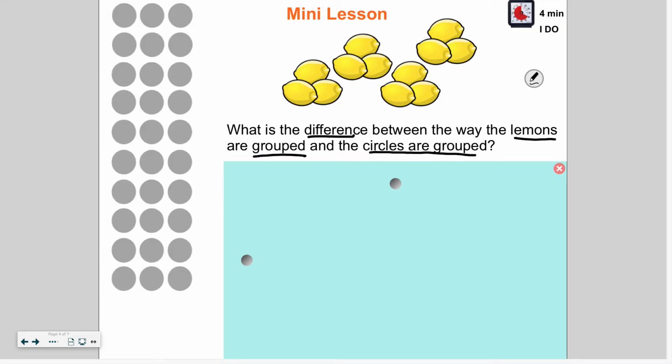So go ahead, take some think time right now. What do you notice about these lemons and the circles? What's different about the way they are grouped? Again, take some think time.